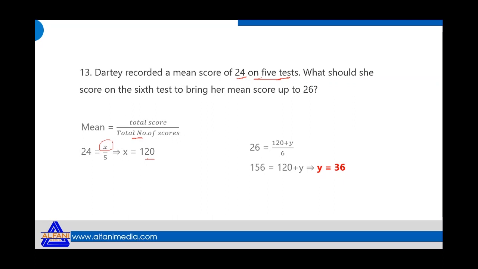All right, so doing that, 6 times 26 here, that gives me 126. Then 120 plus y equals 120 plus y. So moving this across, 156 minus 120, that gives me 36. So the answer there is 36.